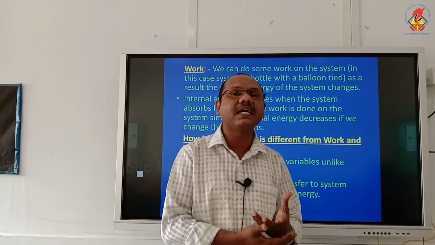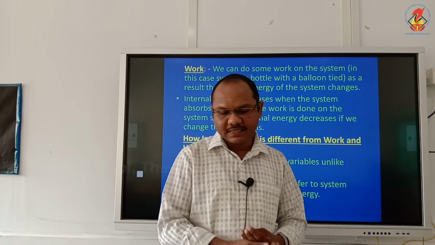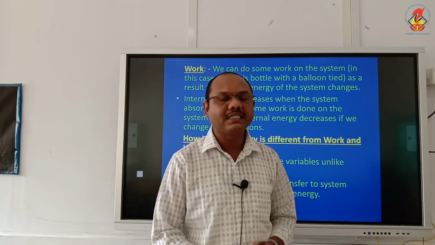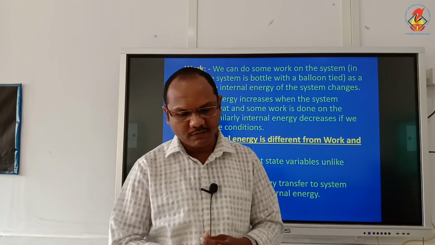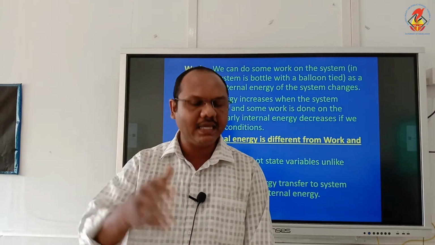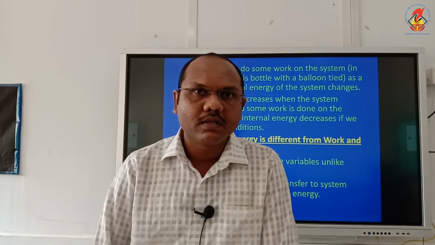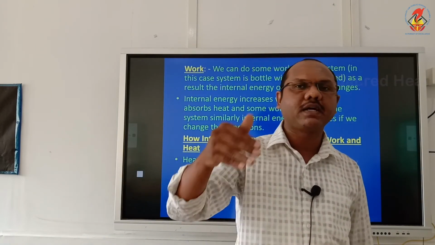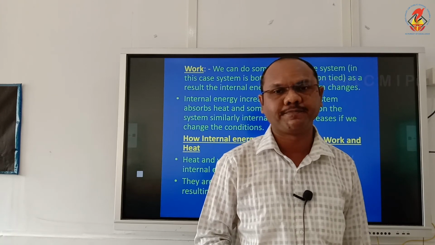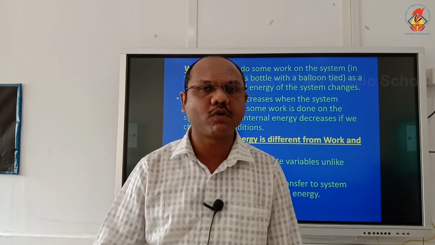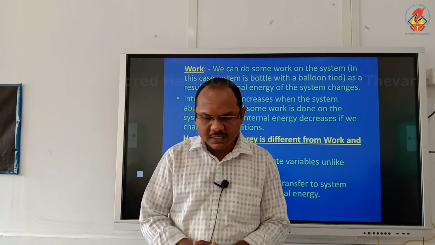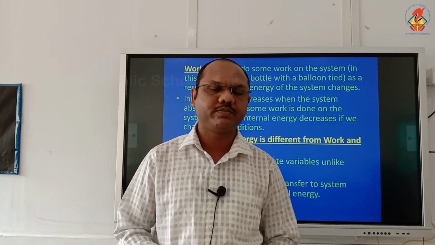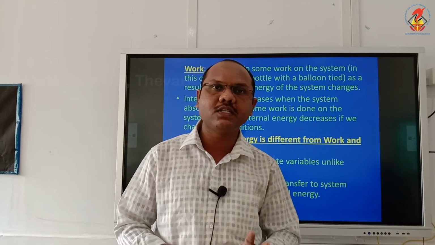What is meant by cyclic process? A cyclic process is a process in which the system returns to the initial state after undergoing a series of changes. For example, water became vapor and then vapor turns back to water. That's a cyclic process. Then what is non-cyclic process? Non-cyclic process means the system does not return to the initial state.